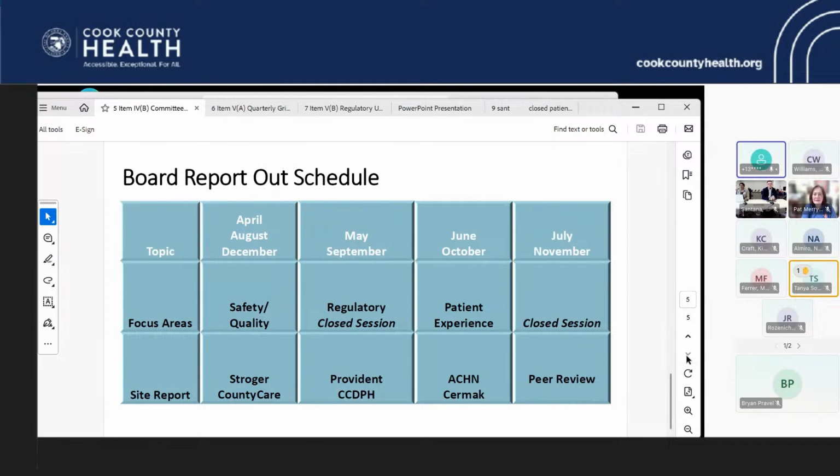There's a lot of great work happening right now. The quality team here is in the process of working with each site and the departments under those sites to stand up those supporting committees and councils.